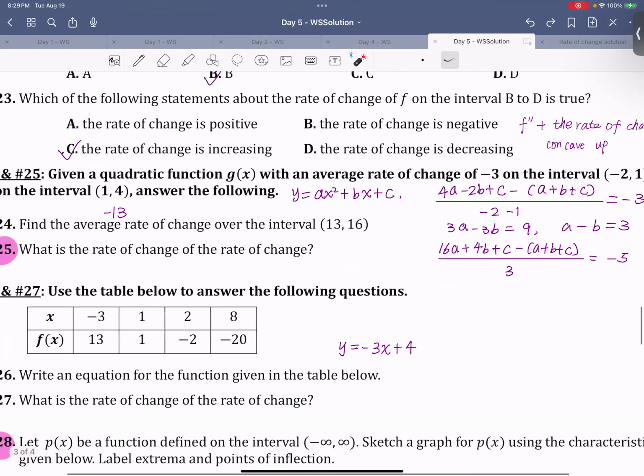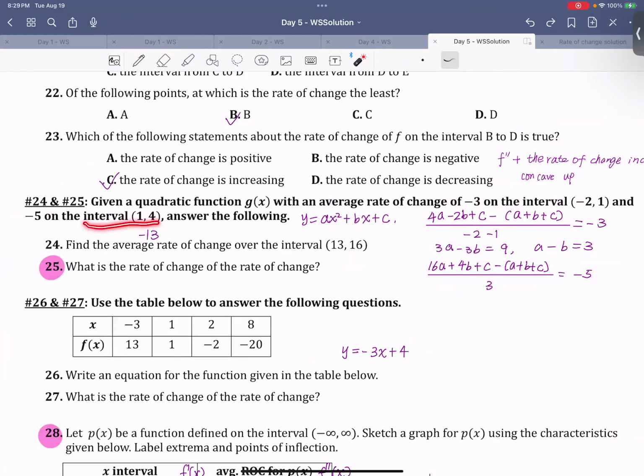Another one, interval of 1 to 4. Oh, hold on. Yeah, this time I do f of 4. Doesn't matter. I don't want to have too many negatives. That's why I plug in 4. 4 squared is 16, and then 4b, and then plus c, minus 1a, 1b, 1c, divided by 4 minus 1 is 3, equals -5. And then I have the system of linear equations.